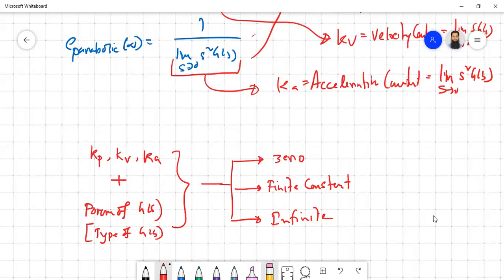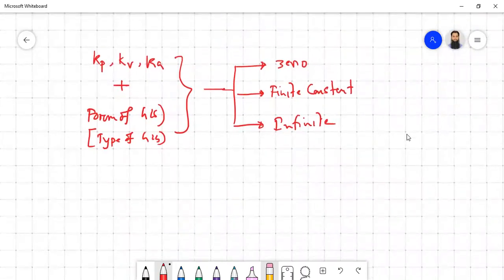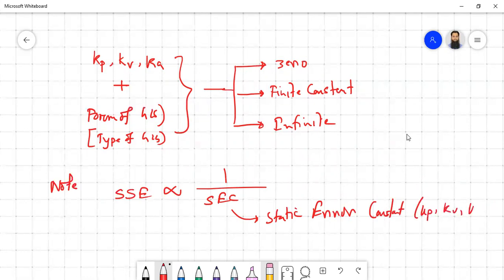Also, one thing I think you have already noticed is that all these limits appear in the denominator of the steady state error equation. So we can keep a note that steady state error is inversely proportional to the static error constants, that is Kp, Kv, Ka.